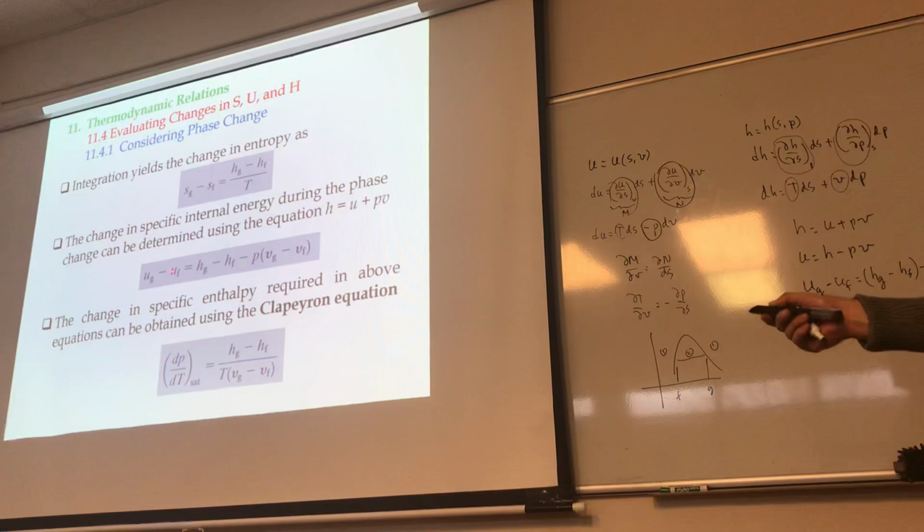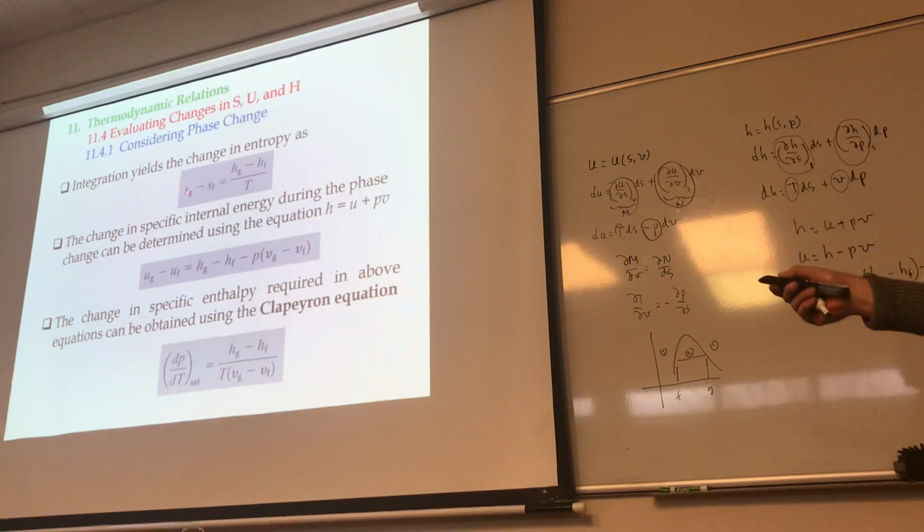So both Hg minus Hf and Ug minus Uf are functions of what? They are functions of Hg minus Hf, okay? So both of them are functions of the enthalpy change. And you go like, where do I get this enthalpy change from? Because I don't know how to measure it.